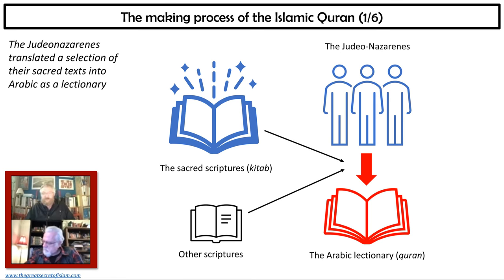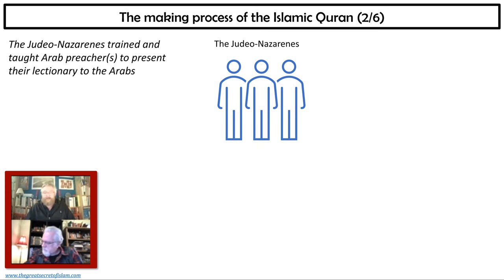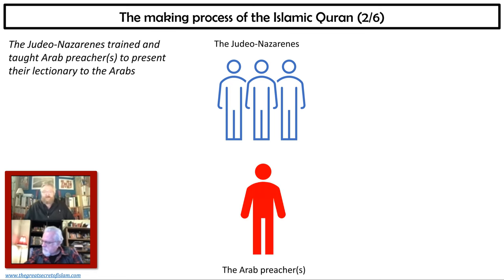And so this was the first step. The Judeo-Nazarenes translated into Arabic some of their sacred scriptures, and they made an Arabic lectionary, an Arabic Quran. Then those Judeo-Nazarenes taught some Arab preacher. We don't know whether there were one or several preachers. We have clues that tell us that maybe there were several preachers.